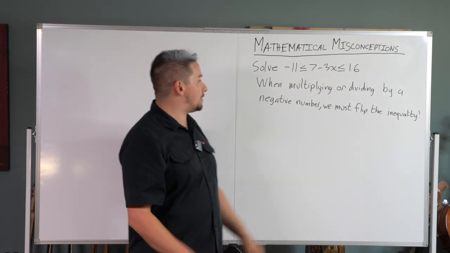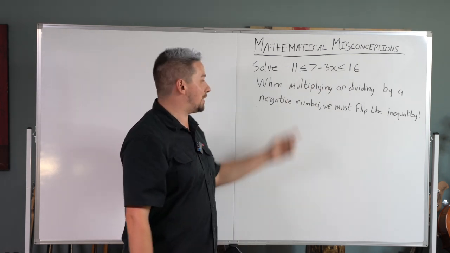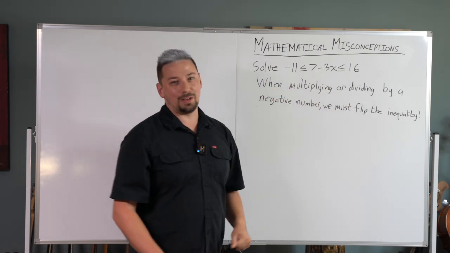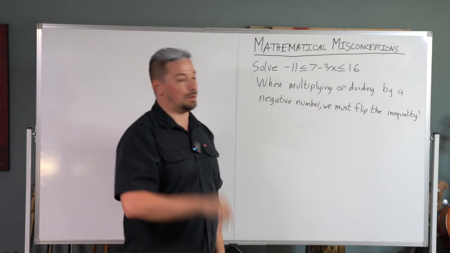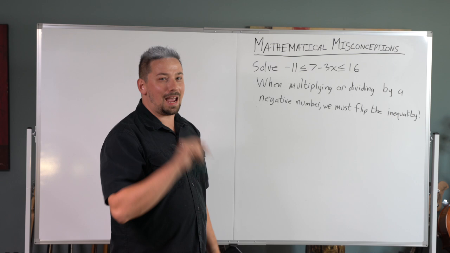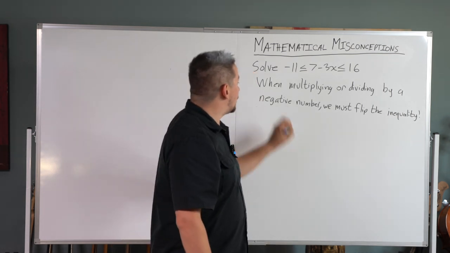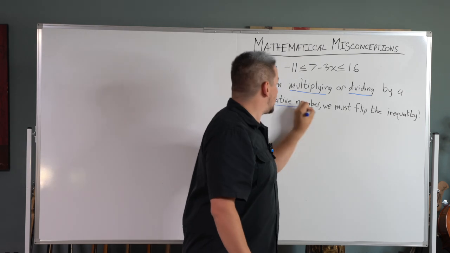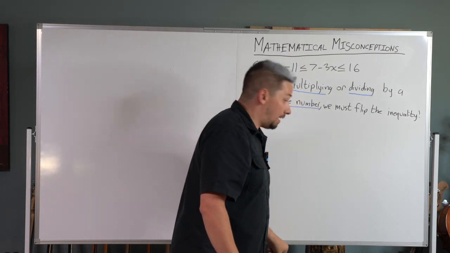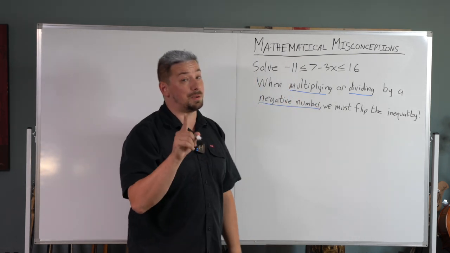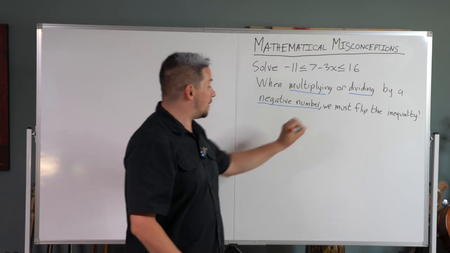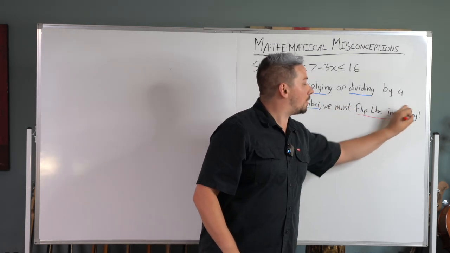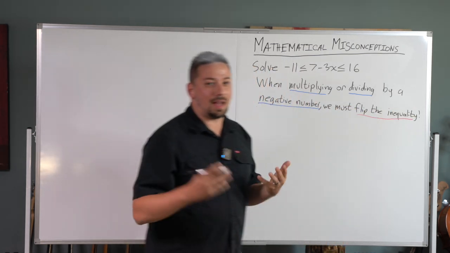If you ever see the reverse is true, like somebody says negative 11 is greater than 16, doesn't matter what the middle is, it's ultimately going to be false. So that's one thing you always want to look for. Now, one thing I have to hit home is that whenever you're multiplying or dividing by a negative number, this is important because a lot of students forget when you're multiplying by a negative number, this also works as well. We must flip the inequality. And we're going to show that today.